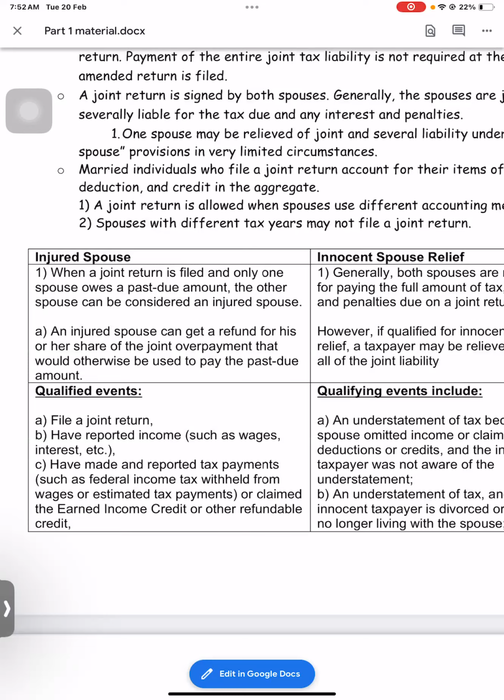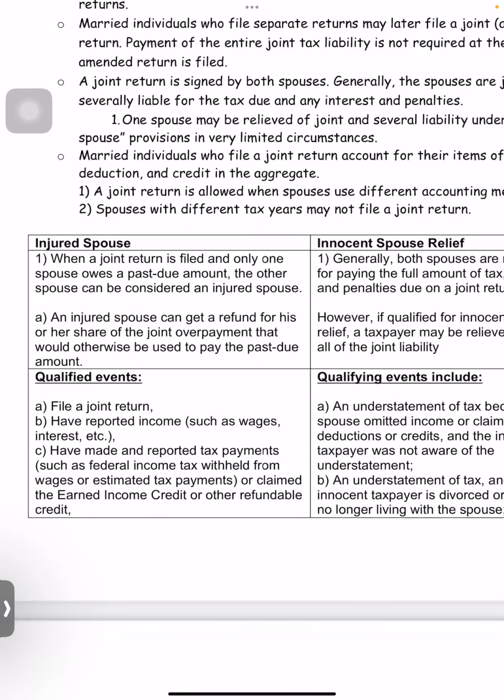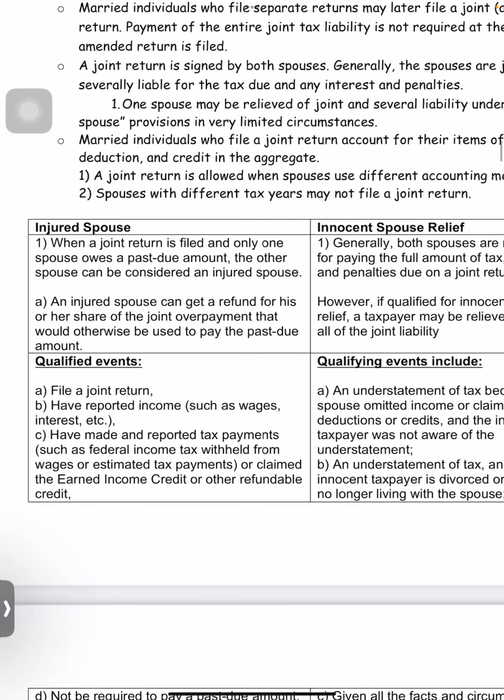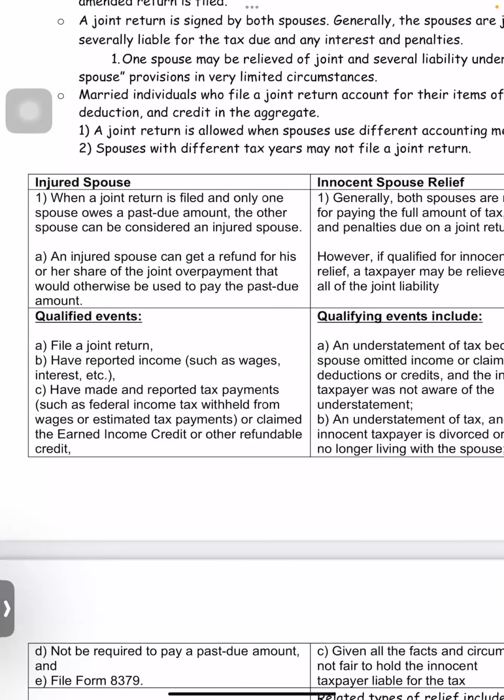taxes to the IRS. As I mentioned, only the husband is working, the wife is not working, she is not earning anything. So why should she pay the tax for the share of income of the husband? Got it, guys? But when can she apply for the injured spouse relief? When three conditions are satisfied.